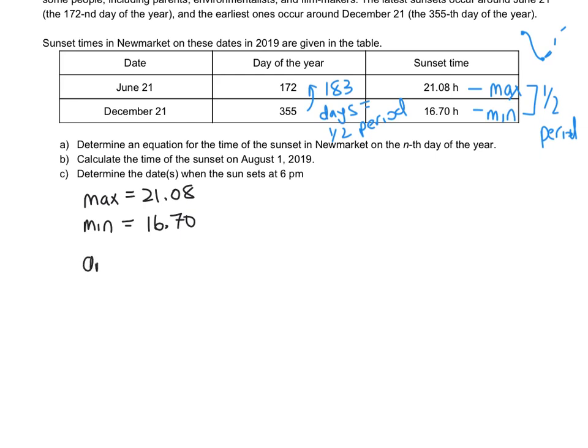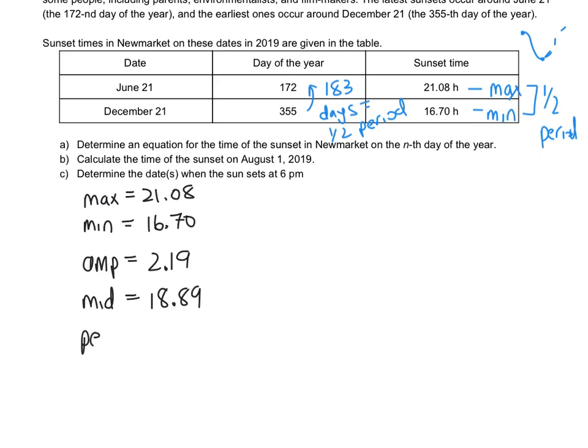So for your amplitude, you should be doing 21.08 minus 16.70 and then divide it all by 2. And hopefully you get 2.19. And for your midline, you should be adding your max and min, so 21.08 plus 16.7, all divided by 2, and you get 18.89 for the midline.